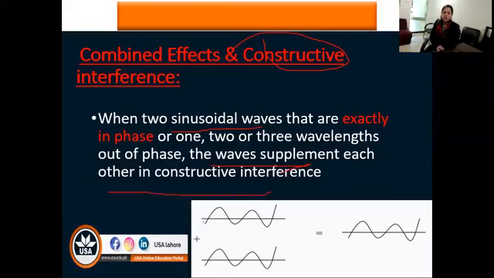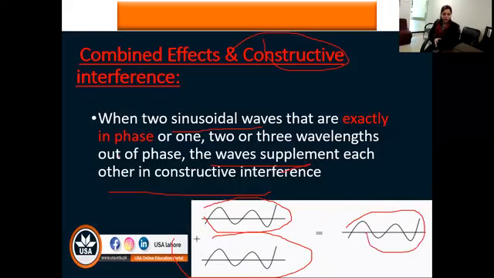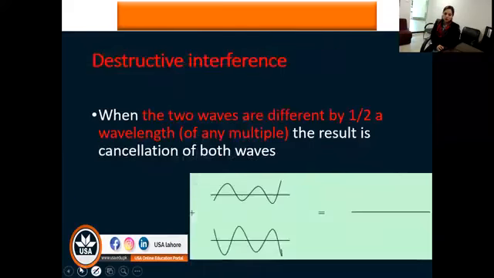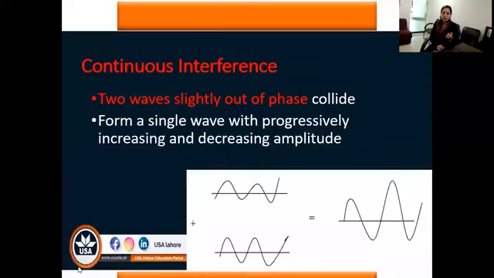Like in this picture, you can see these two waves, number one wave and the other wave, are exactly of the same phase or exactly of the same symmetry. They are going to combine and give a wave that is exactly like that one. So this is going to give you the constructive interference, or combined effect, of these two waves. While destructive interference is when the two waves differ by half a wavelength, they are going to cancel out the effect of each other, and this is about destructive interference.